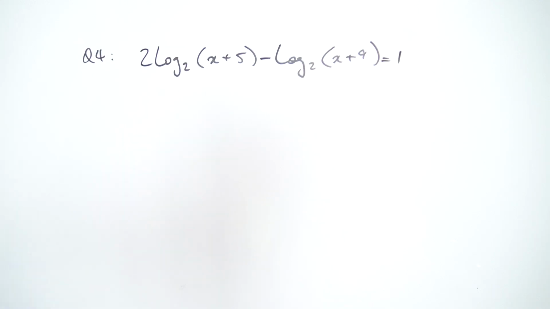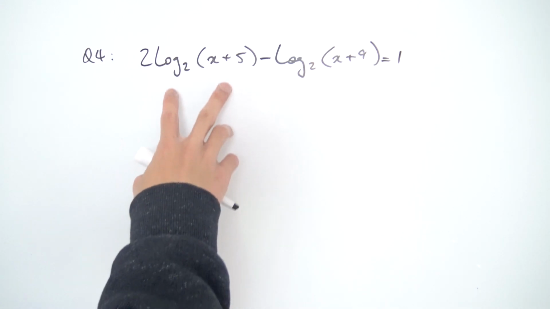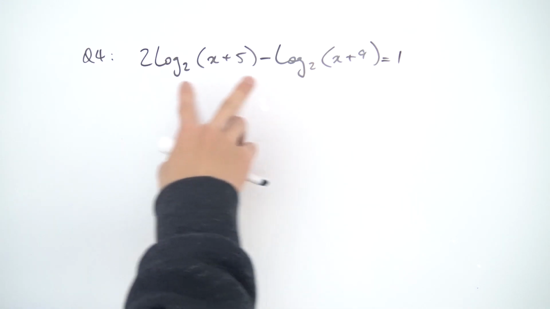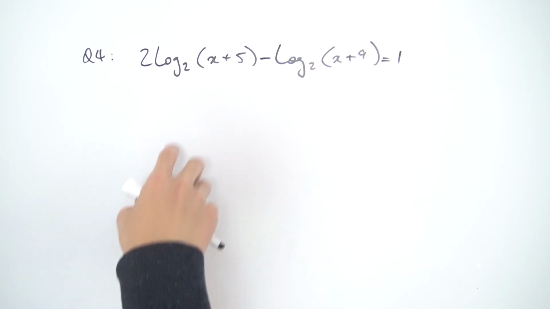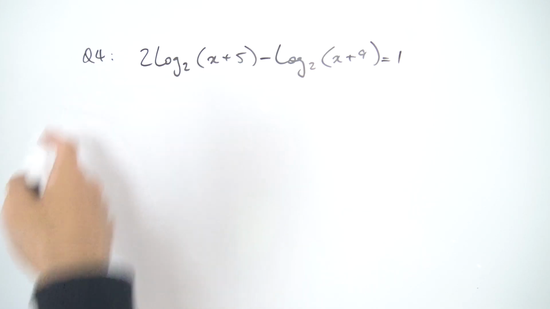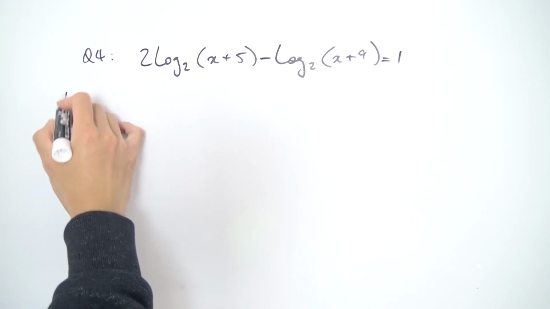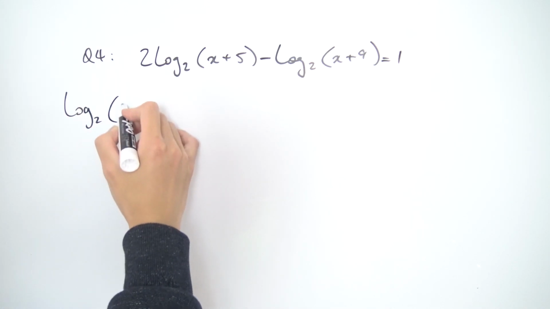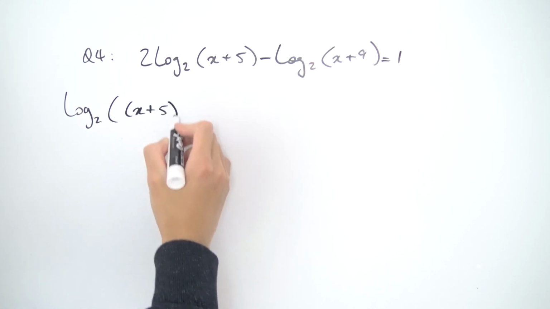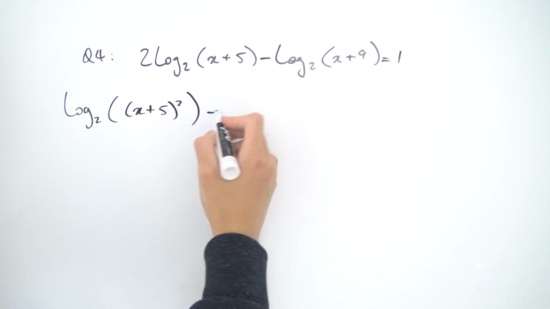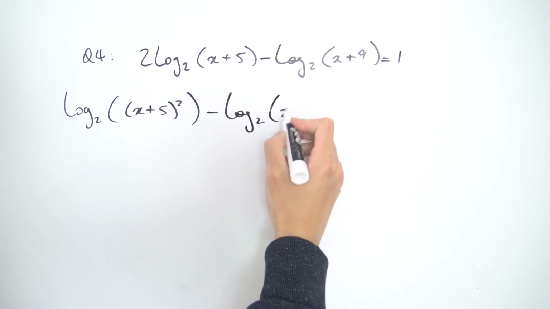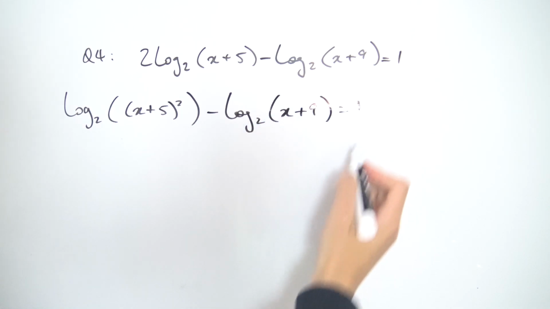So for the next question, we're given this log equation, and we're asked to solve for x. The first thing that I thought of doing was, we want to combine these two logs together using some log properties, but we have this 2 that's kind of in the way. So let's bring that up to the exponent. So now we have log base 2 of (x plus 5), the whole thing squared, minus log base 2 of (x plus 9) being equal to 1.